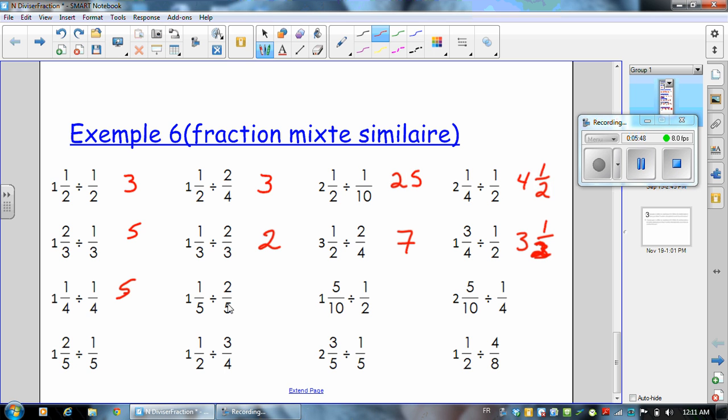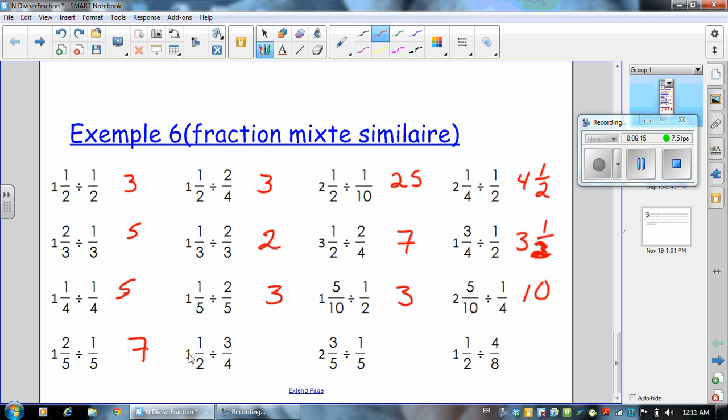How many 2/5 in 1 and a fifth? The answer would be 3. How many halves here? That's a half, so there's 2 halves in 1 and another half, so your answer would be 3. How many quarters here? You have 8 quarters in 2, and then you have 2 more quarters and a half. So 8 plus 2 is 10. Here you have 5/5 in 1 and another 2/5, so your answer would be 7.